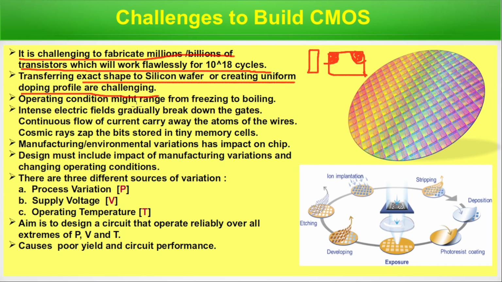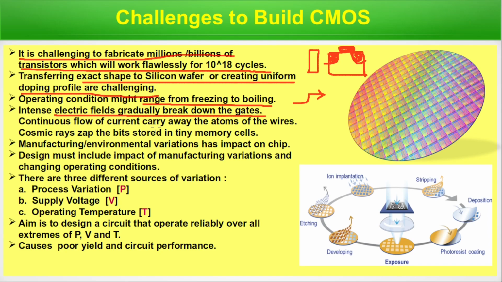Now, operating condition might range from freezing to boiling. So the first 2 are manufacturing related challenges we have mentioned. Now it's an operation related challenge. Functional chip, now it's in operation and the condition in which that chip is getting operated is not fixed. Temperature might range from freezing to boiling. Intense electric fields gradually break down the gates. A chip is getting used for longer times. Continuously electric current is flowing on gate. Continuous voltage is applied. Intense electric field can gradually break down the gates.